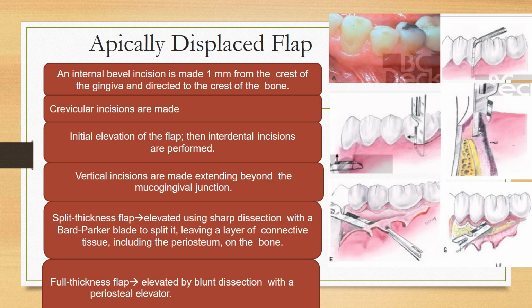Then you can see that the crevicular incision is being made and the initial elevation of the flap, then internal incisions are performed. Vertical incisions are made extending beyond the mucogingival junction. This can be either a split thickness flap or a full thickness flap according to the thickness of the tissue. The split thickness flap is elevated using sharp dissection with a BP blade to split it, leaving a layer of connective tissue including the periosteum on the bone, whereas the full thickness flap is elevated by blunt dissection with the periosteum.